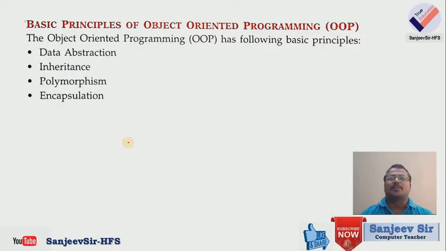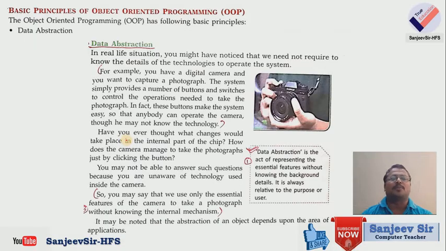Now, the principles of object oriented programming according to the book are data abstraction, inheritance, and polymorphism. Data abstraction, that is given here about that camera. I want to give you a very clear concept of what data abstraction is: the act of representing the essential features without knowing the background details.